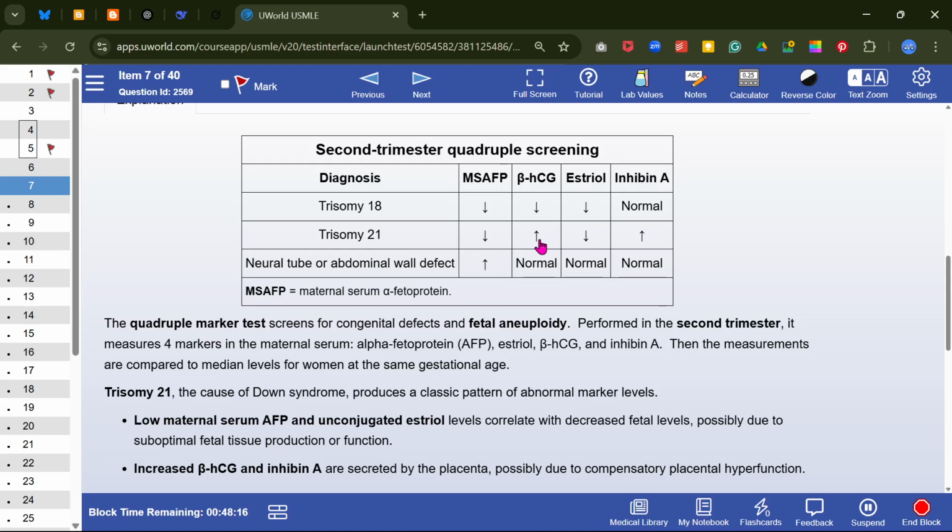And we know that maternal serum alpha-fetoprotein is higher if there is any neural tube defect or any abdominal wall defect. In these two types of defect, maternal serum alpha-fetoprotein is high and the rest of the parameters are normal. And for trisomy 18, Edwards syndrome, everything is low but inhibin is normal.